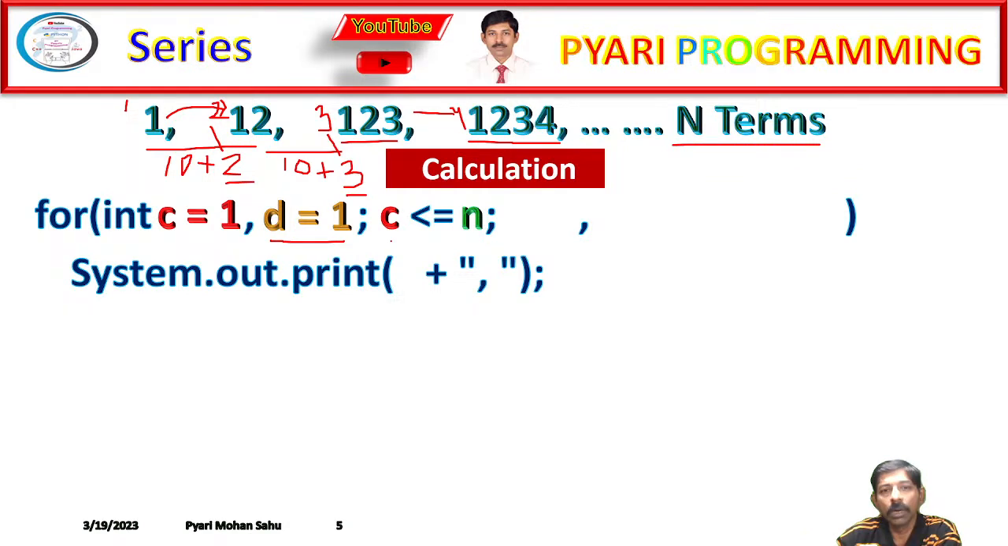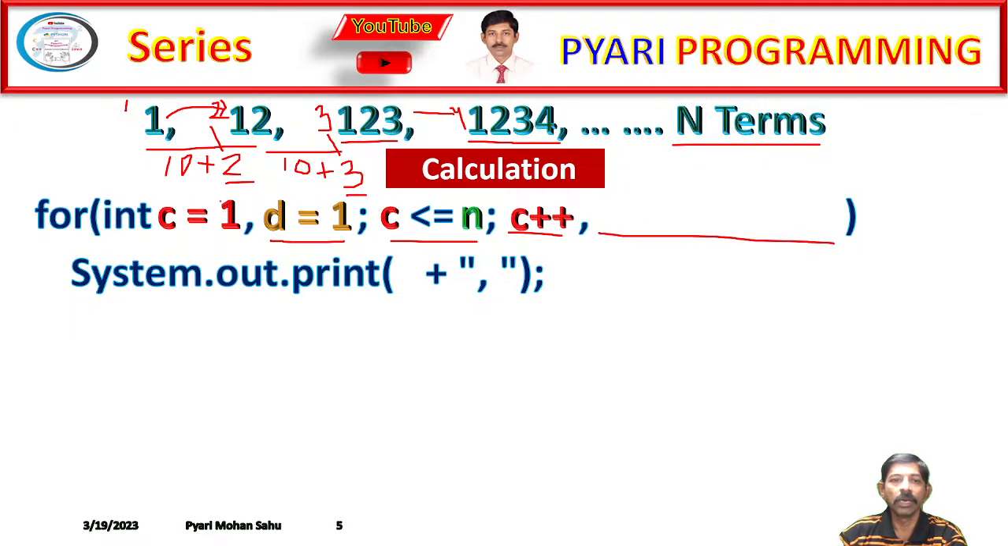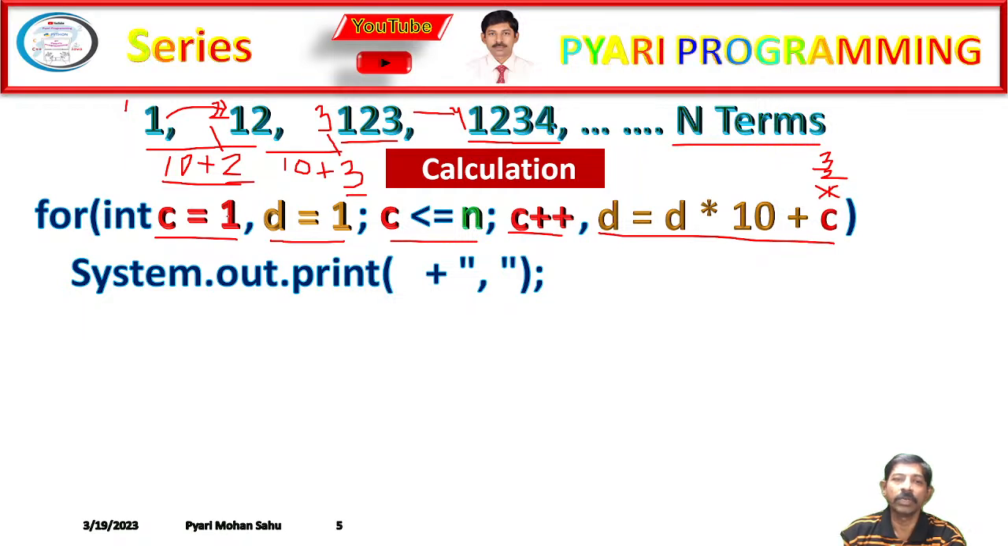Now C is less than equals to n, as I already told you the counter will move up to n because it is n terms. Here obviously the counter has to be increased, C++. Now the updation part that we discussed, into 10 plus 2, 3, 4, we can use C. So that's why I'm saying D is equal to D into 10 plus C, where initially C is 1, next time C will be 2, next time C will be 3. But I'm ignoring 1 over here because it is the initialization part.